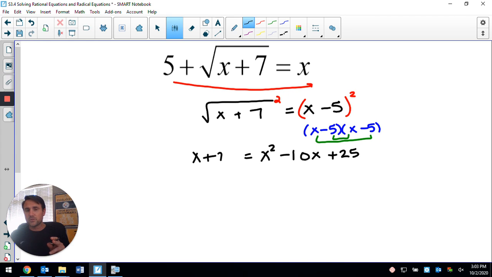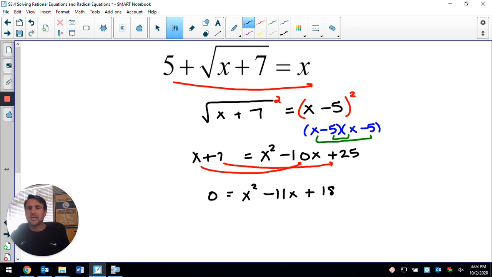It's very important to solve quadratic equations by getting the 0 on one side of the equation to start with. So we are going to start by moving the 7 and moving the x to the other side of this equation. We're going to subtract both of them. That's going to give me x squared minus 11x plus 18, I believe, right? 25 minus 7 is 18.